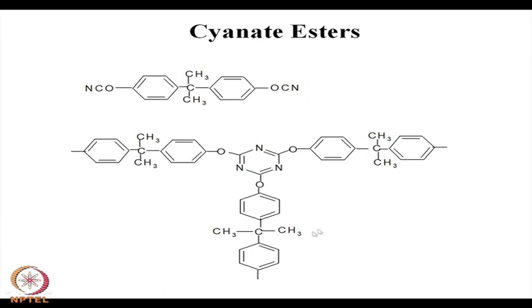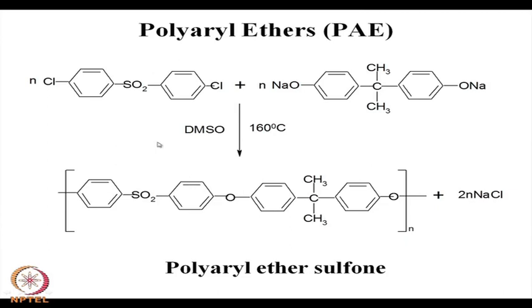Other examples, cyanate esters are also there, cyanate esters forming these groups. The formula is like this. And polyaryl ethers, polyaryl ether sulfone, you see this is sulfonyl chloride. I have some doubt about the nomenclature of this polymer. So, reactive chlorine groups are there, the sulfone group and this sodium salt of bisphenol A in dimethyl sulfoxide solvent. If these reactants are heated, this kind of polyether sulfone is formed.